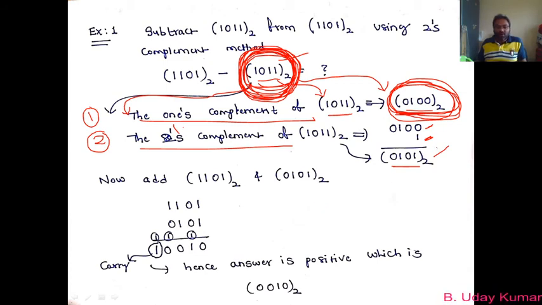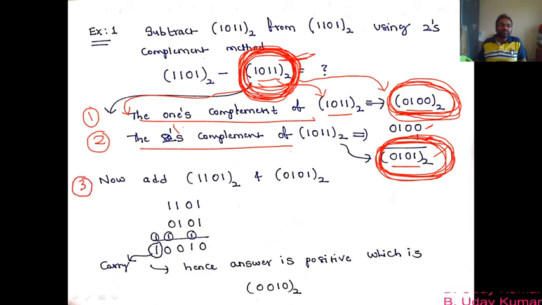So now you have found the twos complement of 1011. And what is that? This is 0101 to the base 2. Now coming to the third step, add this twos complement to 1101.